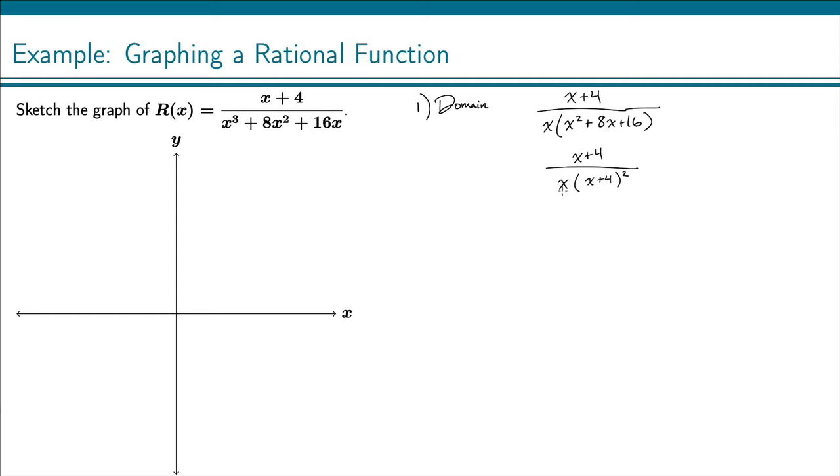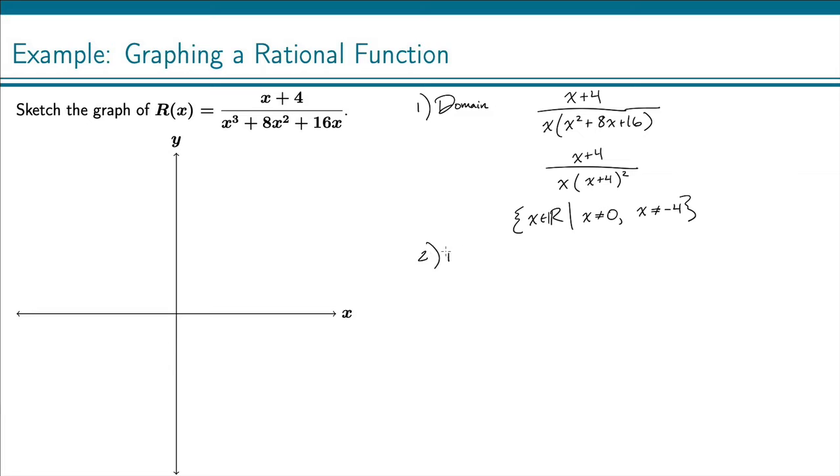So for our domain, x can't be 0, and x plus 4 can't be 0. We have all real numbers except we must make sure that x is not equal to 0 and x is not equal to negative 4. And there's our domain.